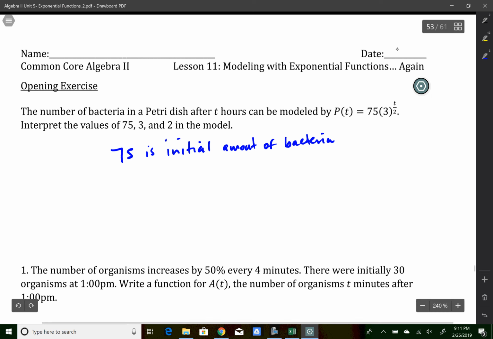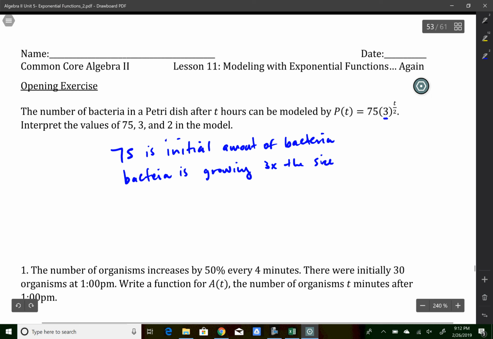The three is telling us how the function's increasing. I know it's increasing because the number is more than 1, and it's increasing by 3 times the amount. So similar to the half-life formula, where that number was a half, and every certain amount of hours or days or whatever, it got cut in half. Well, since this base number is 3, it's going to become 3 times the size. So what we can say is the bacteria is growing 3 times the size.